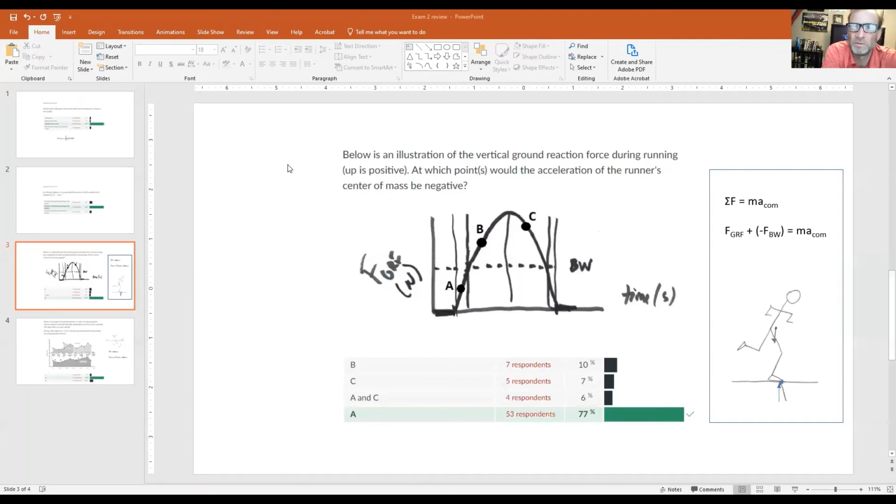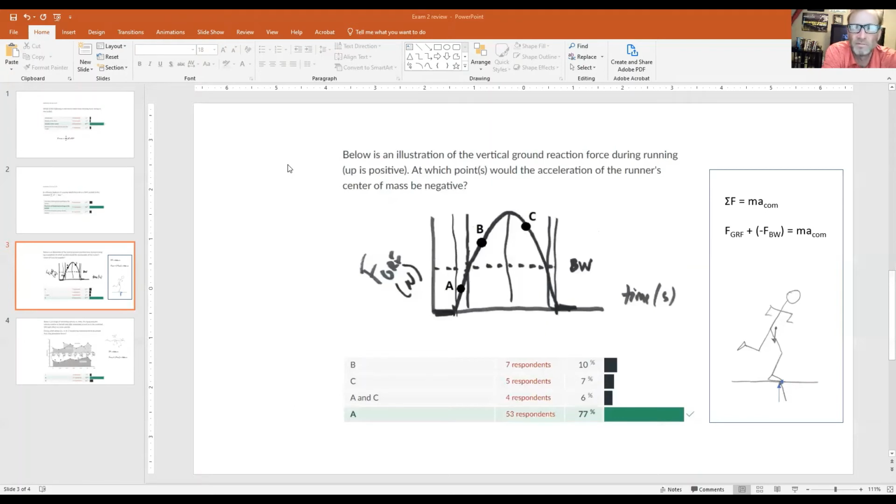And we've got gravity pulling down, so up is positive, so that's a negative force. And we've got the ground reaction force pushing up. And in this picture, I've decomposed the ground reaction force, which is in 3 dimensions, into a vertical component and an anterior-posterior component. We then pick a direction that we're interested in. In this case, we're interested in vertical. So we only have 2 vertical forces acting on the runner, gravity and ground reaction force. We add up those 2 forces and we get the product of mass times acceleration of the center of mass.